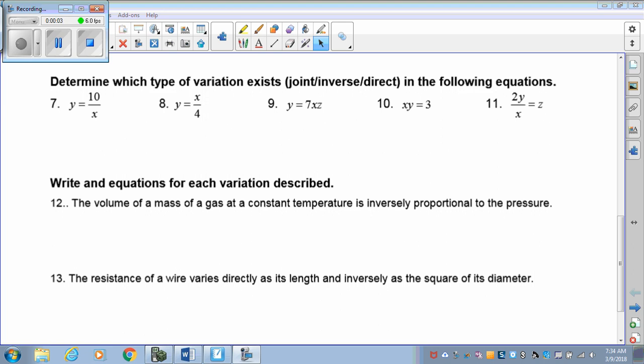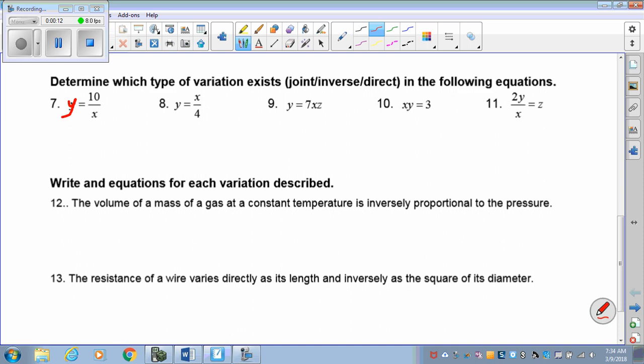Okay, just a quick review from the last five problems. If we look at number 7, you have y up here on top divided by x, and so that's going to be an inverse variation. And here you have y on top, and then you have x on top, so that would be a direct variation.